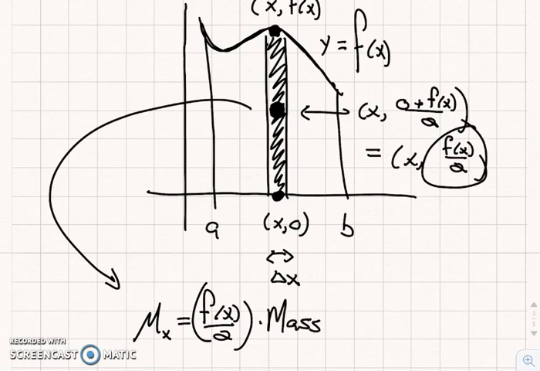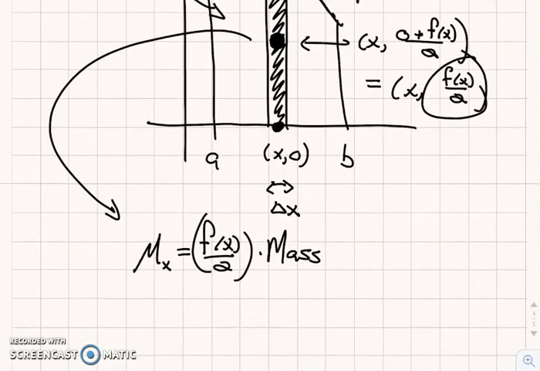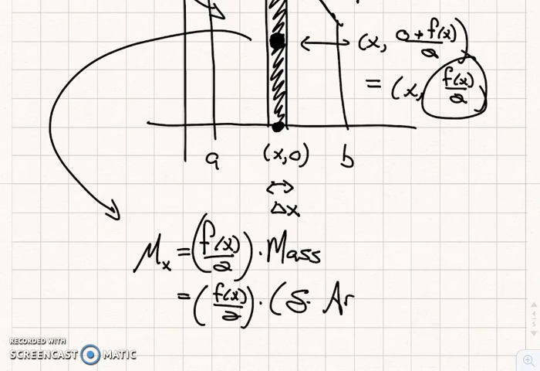Well, I need to tell you this. I told you that the plate is of uniform density and thickness. So let's denote by delta the density of the plate. So now how do you get the mass of the plate? Well, to get the mass of the plate, you need the density, and you multiply that times the area of the plate. So we have y coordinate times mass, and mass is density times area.